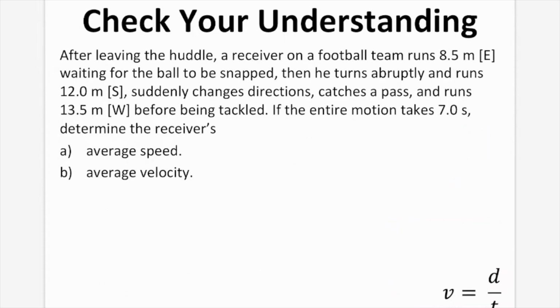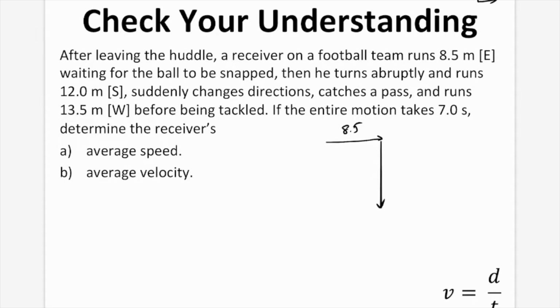Check your understanding. Now we can bring everything together. Let's first draw our positive directions. We're going to say right and up are positive. After leaving the huddle, a receiver on a football team runs 8.5 meters east, waiting for the ball to be snapped. So we're going to go 8.5 meters to the east. 8.5. Then he turns abruptly and runs 12 meters south.